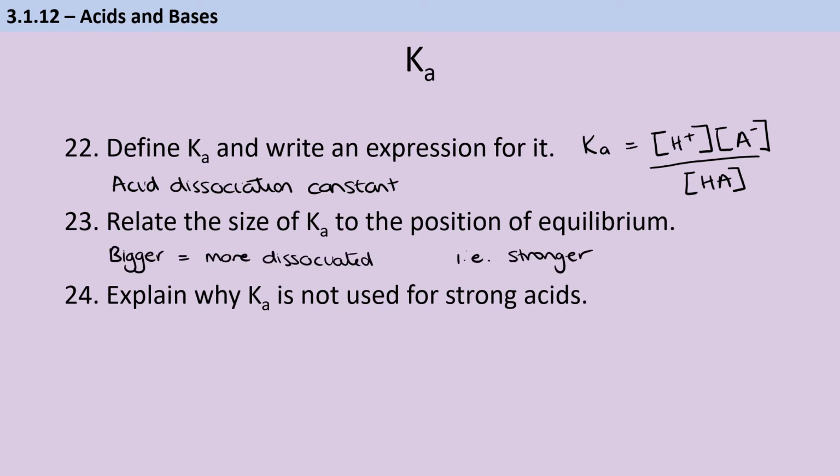We don't write an expression of Ka for strong acids because they're basically completely dissociated. So you would just have a situation where Ka tended towards infinity because the top of the expression would be massive and the bottom of the expression would be virtually 0.